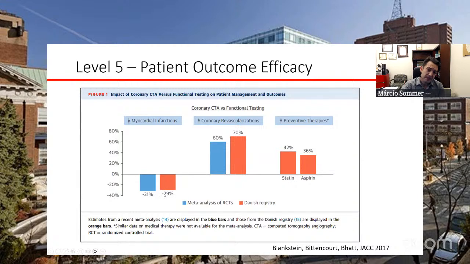And then this package of more medications and more revascularizations, I don't know which is which, but the package led to a 29% reduction in MI. So now we get to outcomes: 30% fewer MIs in this real-life data from the Danish registry.